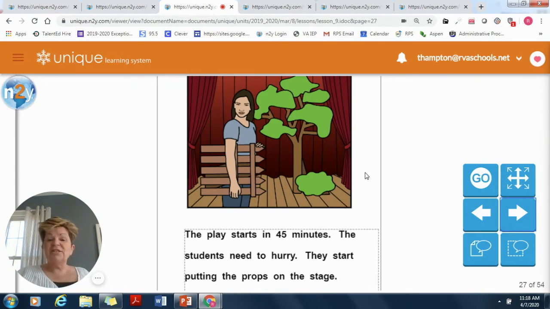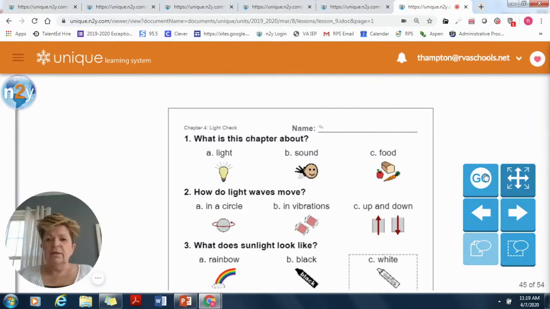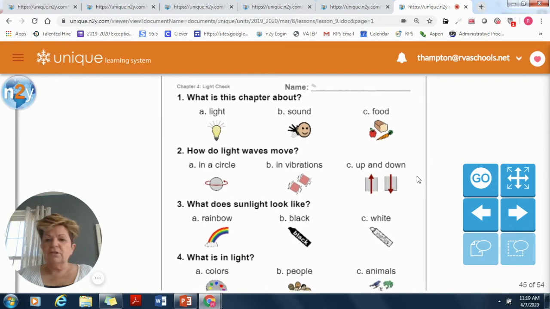So now they've had all this discussion about light waves, and we've compared and done a little bit of contrasting of light and sound, and we'll do more about that tomorrow. So let's go ahead and look at our test questions for today. Are you ready? All right. What is this chapter about?